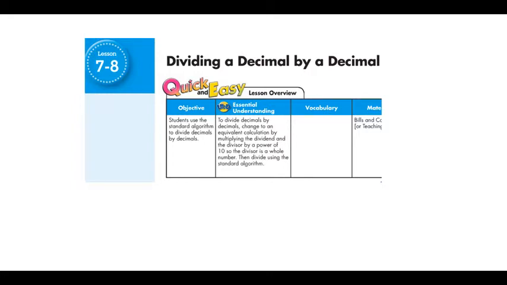Topic 7, Lesson 8, dividing a decimal by a decimal. You will use a standard algorithm to divide decimals by decimals, but you are also going to do a picture representation, which is what we're going to start with. Before we start, make sure you have your hundreds grid and colored pencils and a regular pencil.